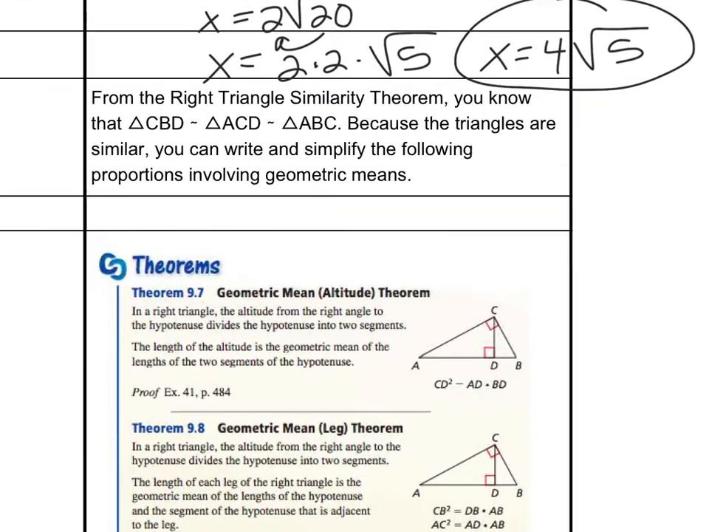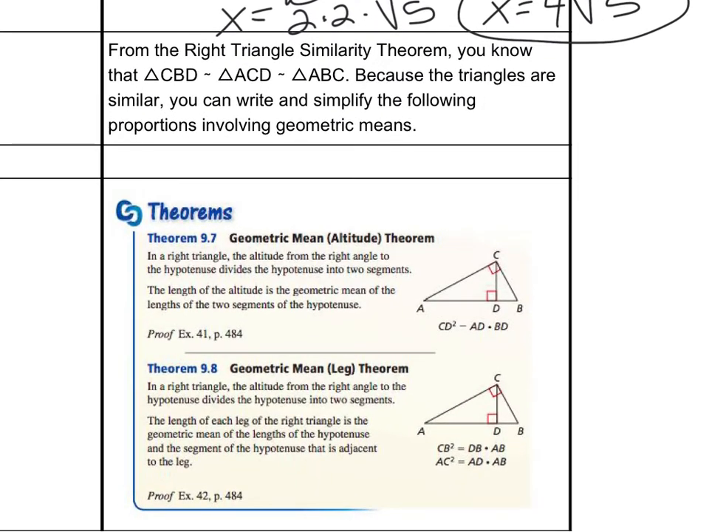So it says from the right triangle similarity theorem, you know that that was the first theorem, that one triangle with the altitude drawn from the right angled side creates 2 more similar triangles. Because the triangles are similar, you can write and simplify the following proportions involving geometric means. So that's why we just learned about geometric means, because they're going to be in the next 2 theorems.